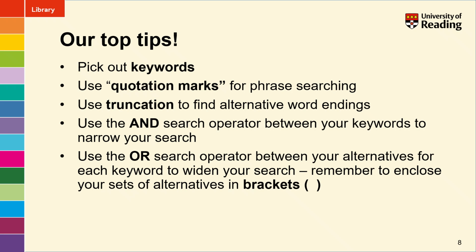So here are our top tips summarised. Pick out your keywords, don't type in your whole title. If you have phrases in your search words, use quotation marks around them. Use truncation to find alternative word endings. Use the AND search operator to narrow your search. The more words you include with AND between your keywords, the fewer number of results you will get. Opposite to that is to use the OR search operator to include all those alternatives in your search. But make sure, if you use OR, that you enclose those sets of alternatives in brackets to ensure your search is processed correctly.